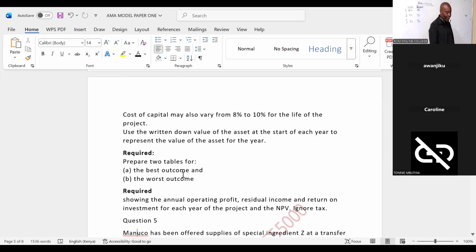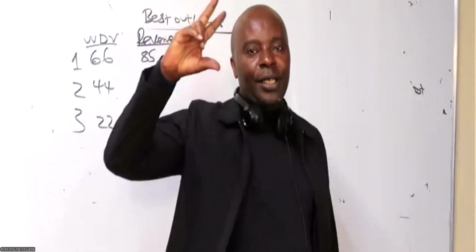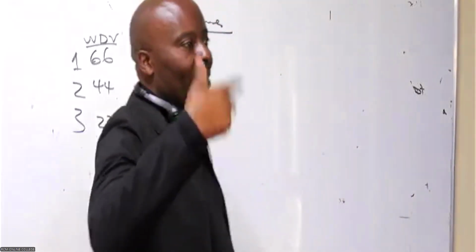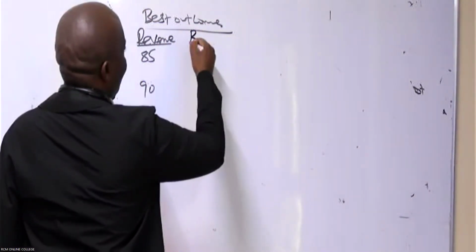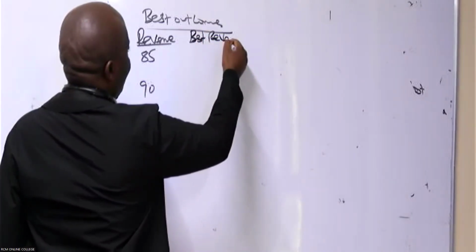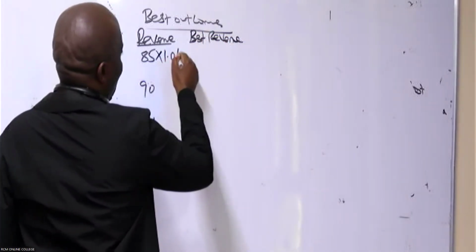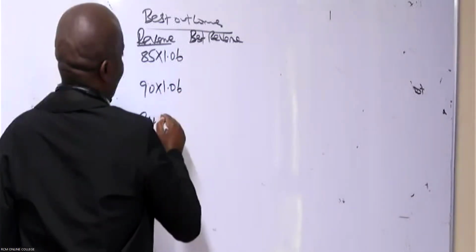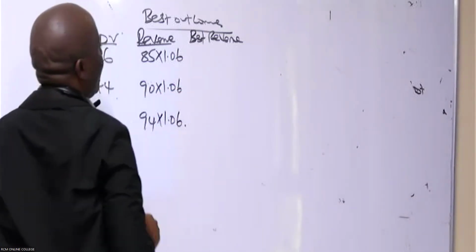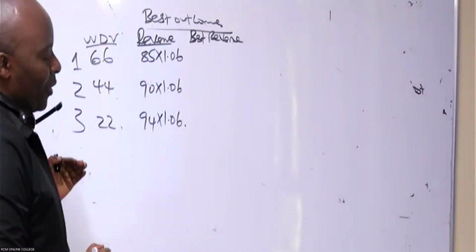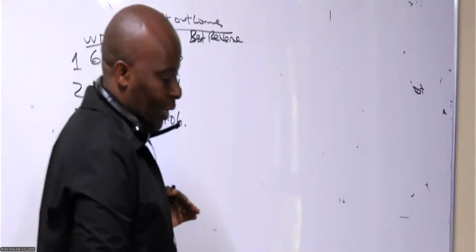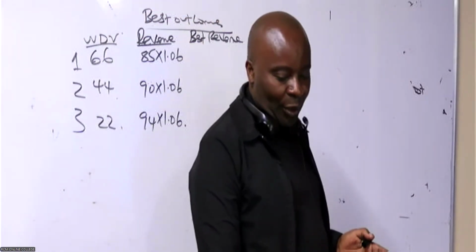So we want to do best outcomes. Best outcome for revenue, what does it mean regarding that 6%? It increases. The very best scenario is for us to grow the revenue. So best revenue will be this times 1.06, because we are varying it and increasing the revenue by 6%. So then what is the best revenue?